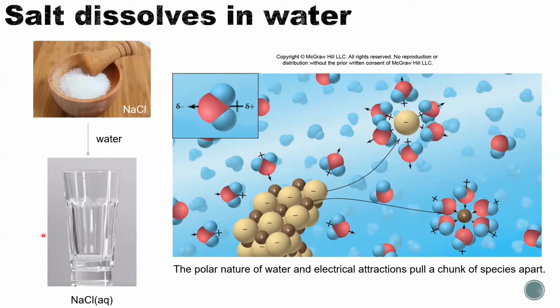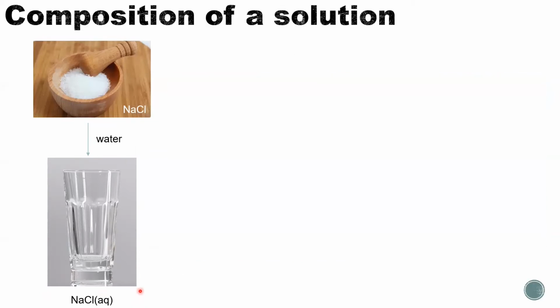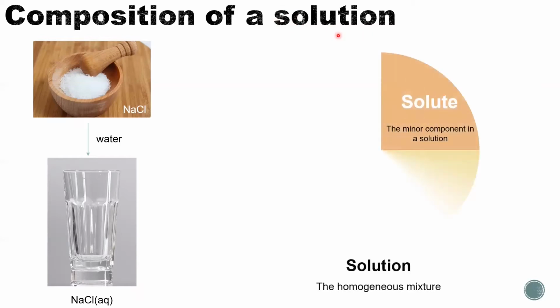And what we have as the salty water is not a pure substance. It's actually a mixture. So we call that a solution. When we talk about solution, we can distinguish the composition into two parts. One is called solute. It's a minor component in a solution. The rest is called solvent. It's a major component in a solution.